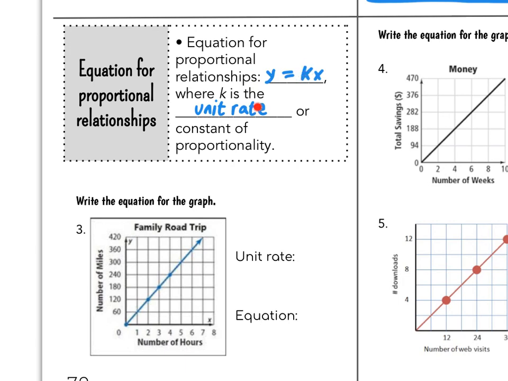It'll be a number. Now k is the unit rate. We're going to find that out by looking at our graphs. And sometimes they call the unit rate the constant of proportionality. Now, I'm going to pause. I want you to pause here so that you can write the code word. For the code word, we're just going to put a star next to the constant of proportionality right here.